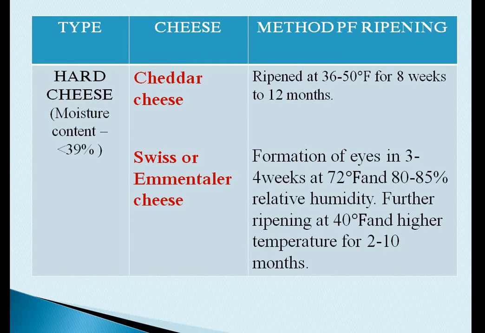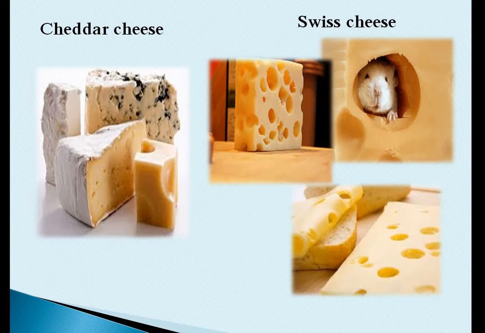So here see hard cheese, that is cheddar cheese, ripened at 36 to 50 degrees Fahrenheit for 8 weeks to 12 months. As I said, the time is very important. So Swiss or Emmental cheese, formation of eyes in 3 to 4 weeks at 72 Fahrenheit and 80 to 84% relative humidity. Further ripening at 40 degrees Fahrenheit and higher temperature for 2 to 10 months. See, as I said, the cheddar cheese and the Swiss cheese.